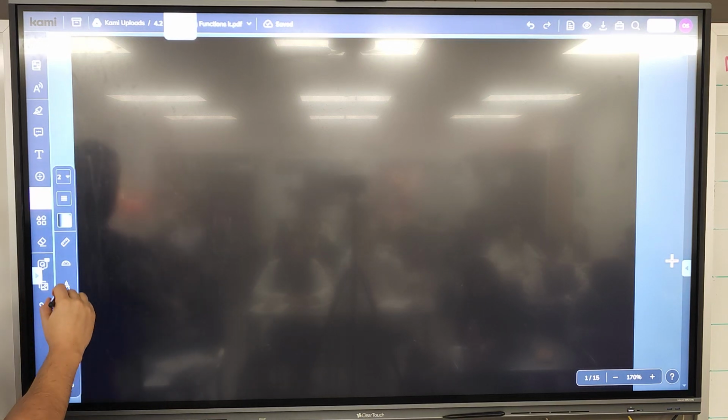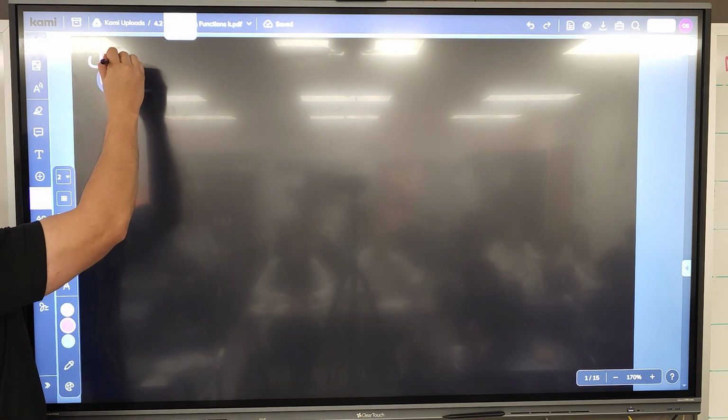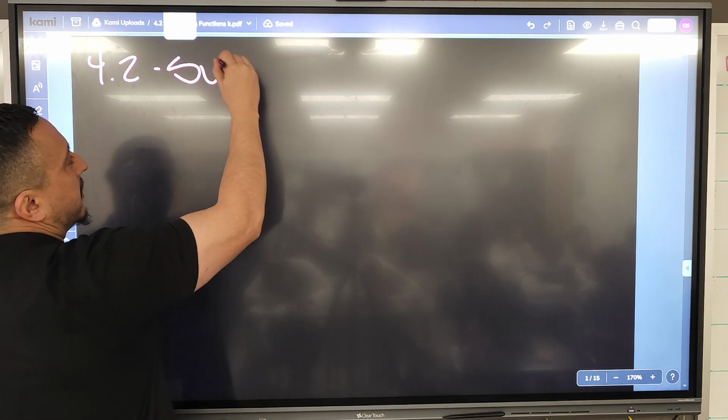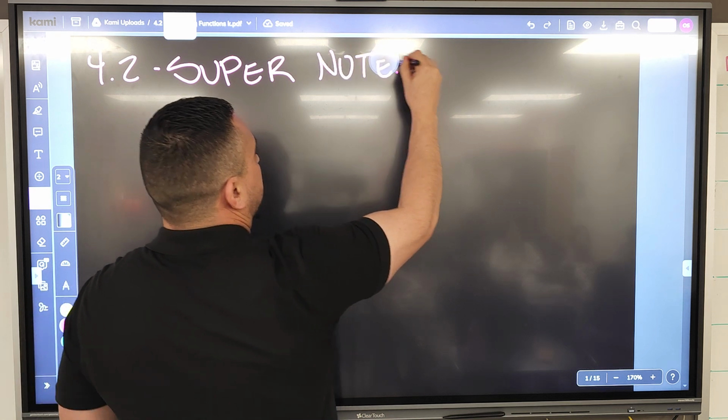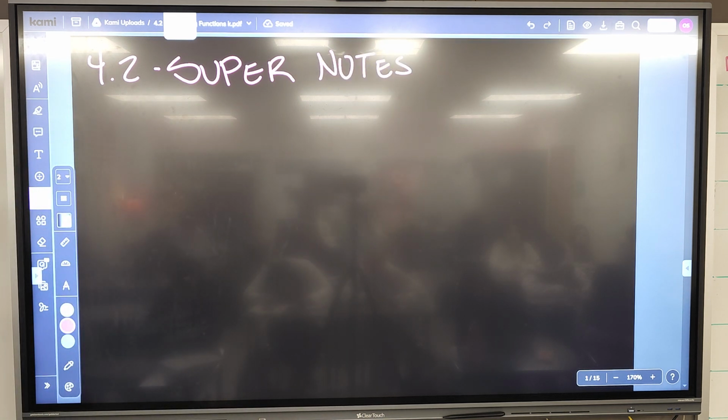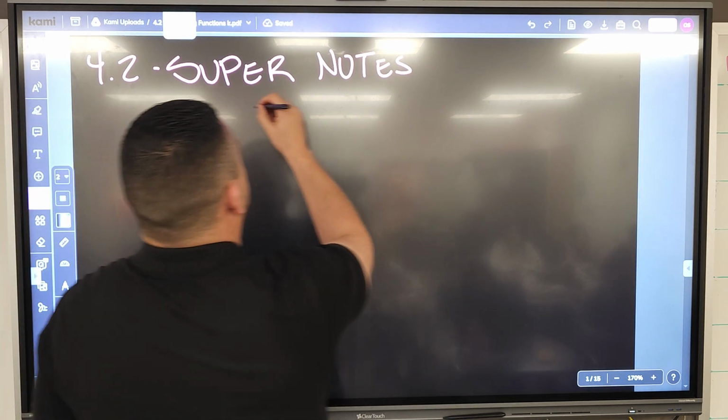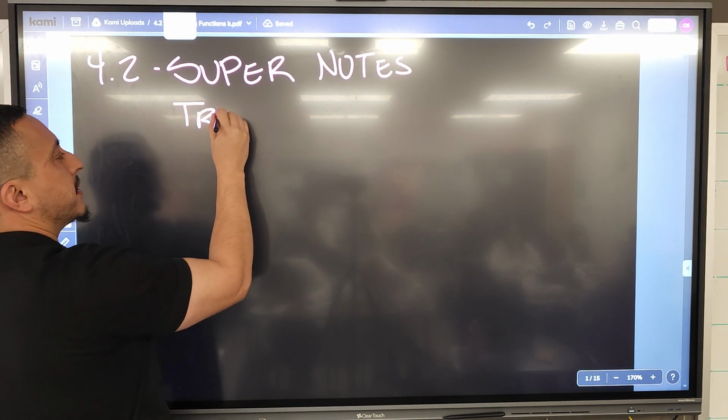So this will be 14. I am going to call them super notes, again, because they're so important. It's like the basic stuff, but really important basic stuff. Okay, these are called trig functions.